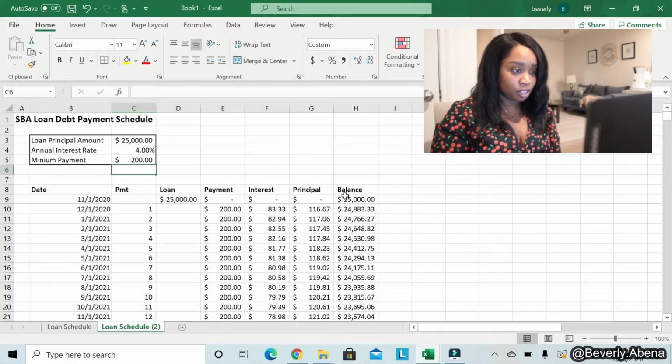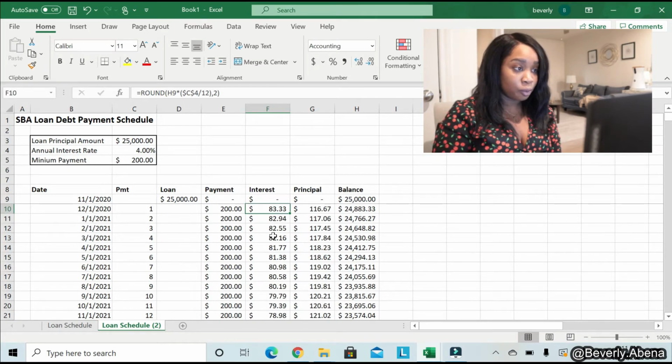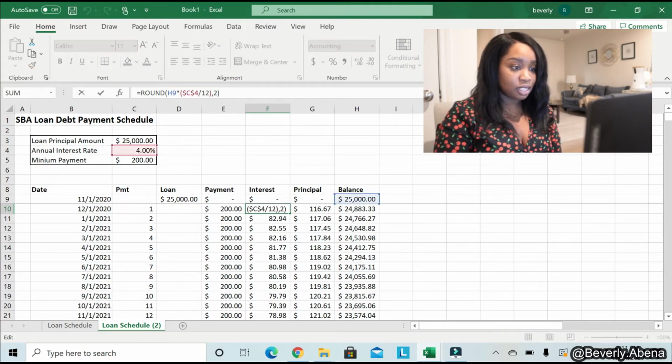So you pay $200. Then the first thing they will calculate is the interest. Out of that $200 payment, $83 is going towards your interest, and that is that 4%. If you can follow me with this calculation, that is 4% times the 25,000 divided by 12. That is basically towards your interest, and the remaining of your payment goes down to paying your principal.